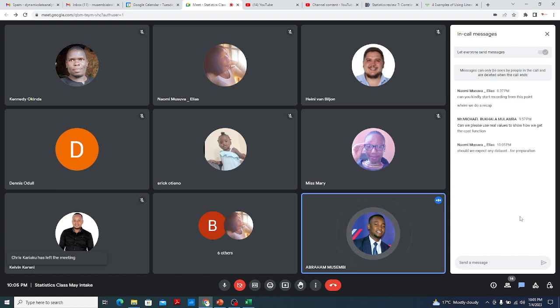Can you please use real values to show how we get the cost function? We'll do that during the practicals. Should we expect any data set? Yes, we shall still work with the umbrella cells data, or maybe you can come up with your own data set, provided it has a linear relationship between two variables.